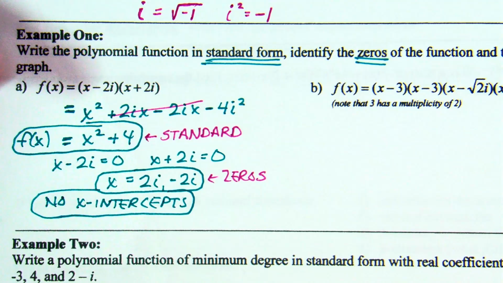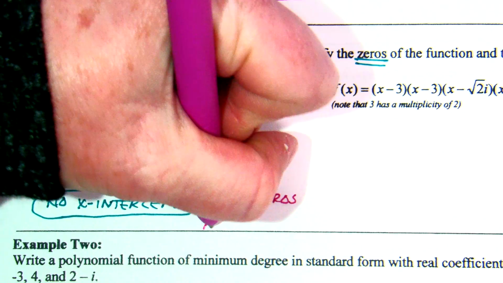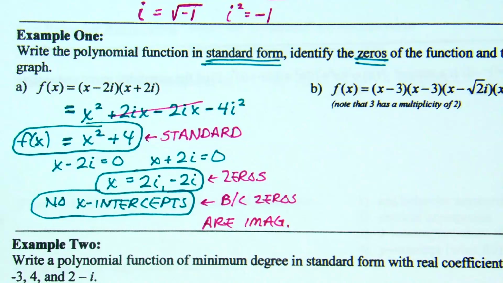And my reasoning for no x-intercepts? I'm going to say because my zeros are imaginary. So notice you could graph this one on the calculator, but you can also just go by looking at your zeros.